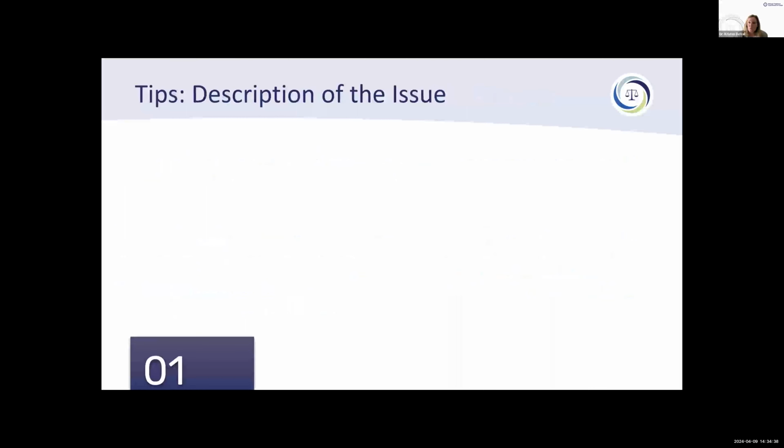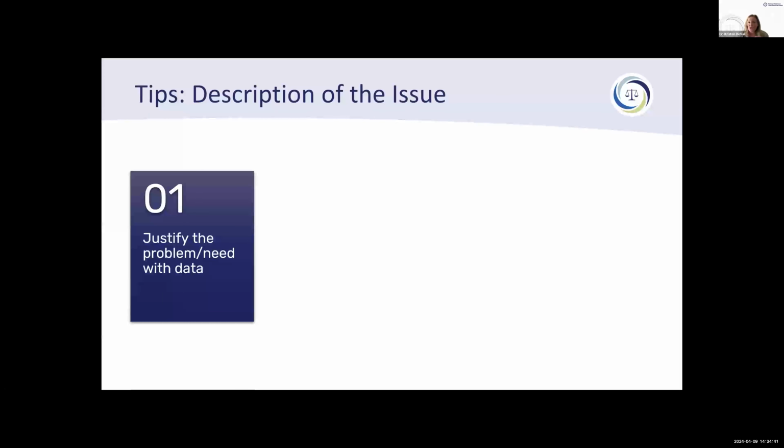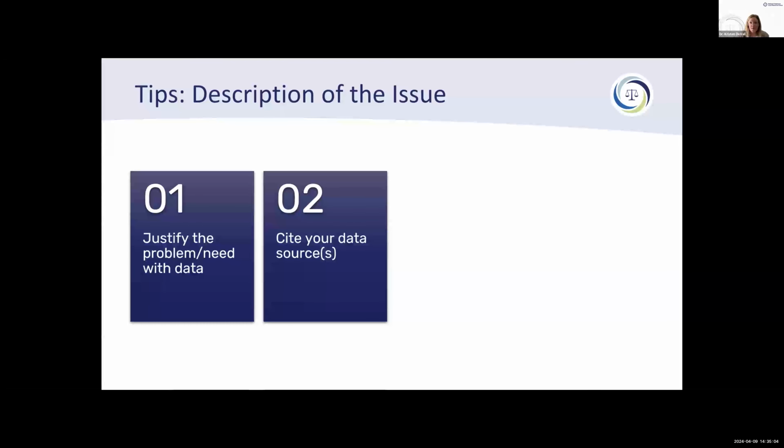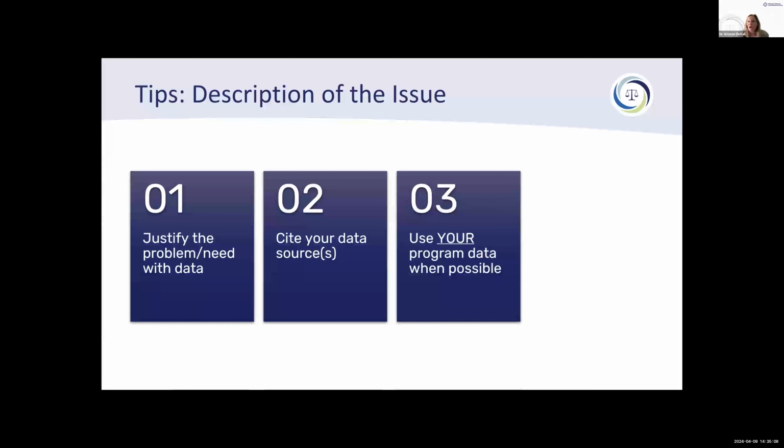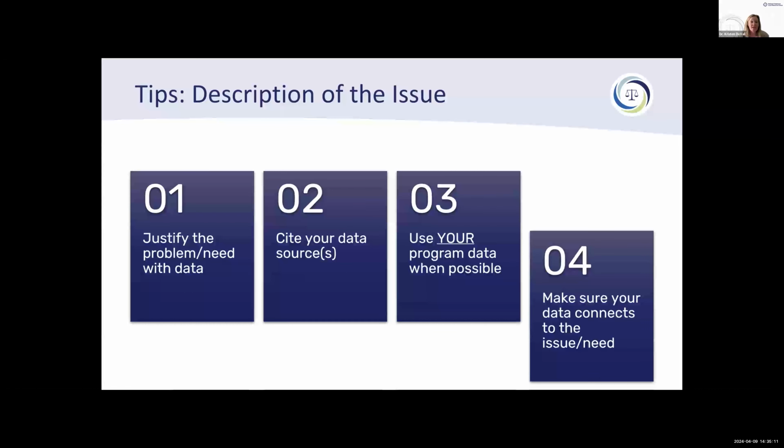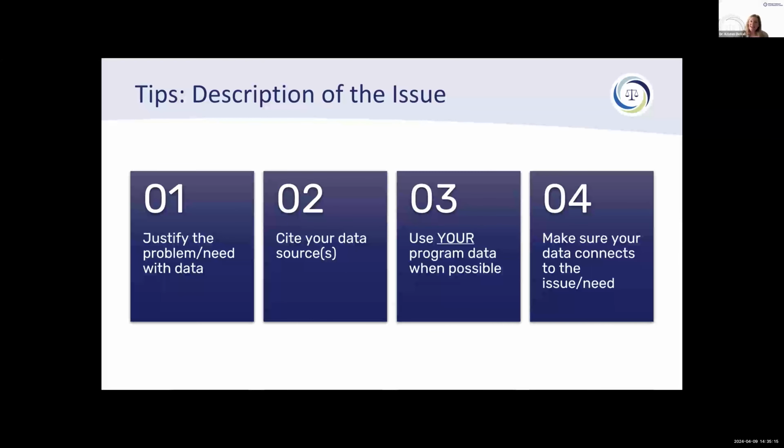So, some tips for this section. Again, justify that problem or need with data. If you have local program data, that's excellent. Or if you have some jurisdiction level data or state level data, again, what do you have? And then cite that particular source. The source of the information is really helpful. The Kids Count data through the Annie E. Casey Foundation can be really helpful as well. So just be clear about where the data are and give a reference so that if someone's interested in learning more about that, they can go to it. And then finally, make sure that the data you're citing connects to the issue or the need that you've just talked about, so that the reviewer can see the connection between the data that you're citing and the issue or the problem that you've described.